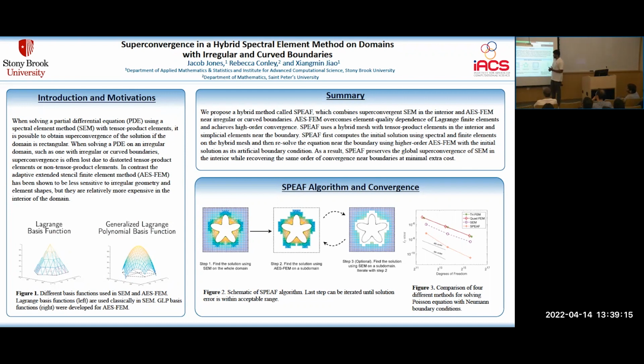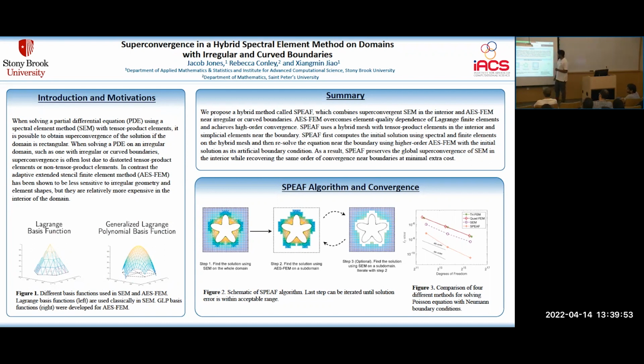The way SPEEF works currently is we find an initial solution using SEM on the entire domain. And then we take a subdomain near the boundary, and we use the initial solution from SEM as boundary condition to do ACEPM just near the boundary of the subdomain. And then we can iterate between SEM and ACEPM by switching back and forth between these domains of interior tensor product elements and the simplicial elements near the boundary.